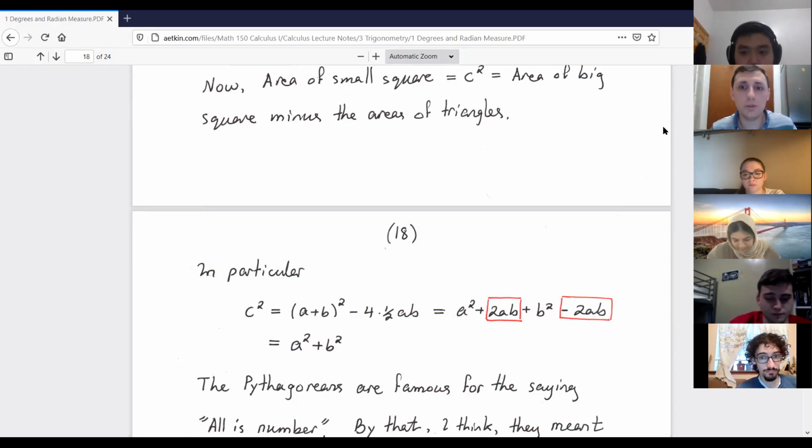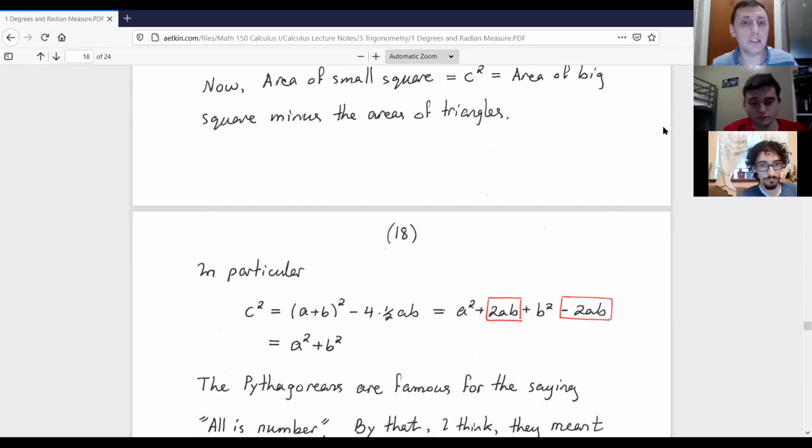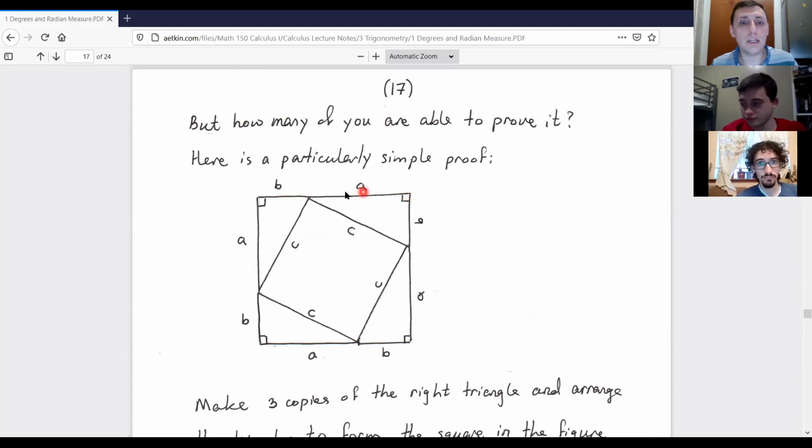Mariam, where did I lose you? Look at it here. You see that (A plus B) squared is the area of the big square. If I remove from the big square the areas of identical triangles, I get the area C squared. Do you follow, Mariam?